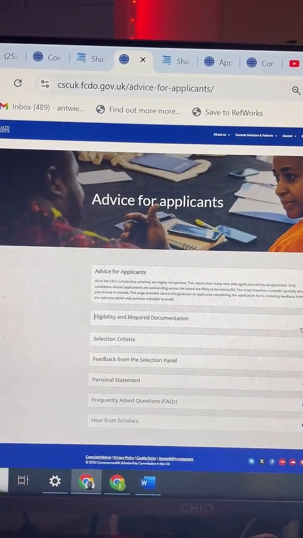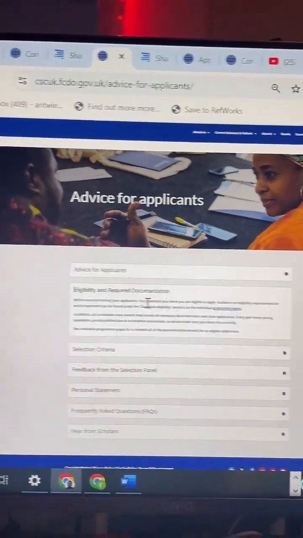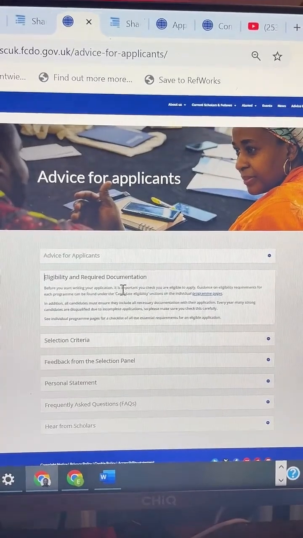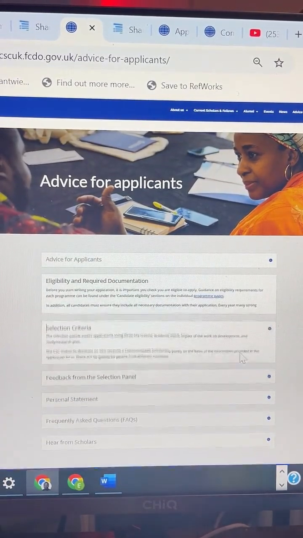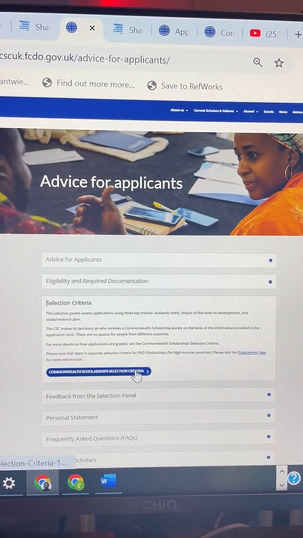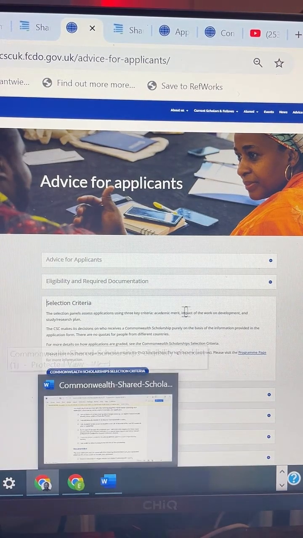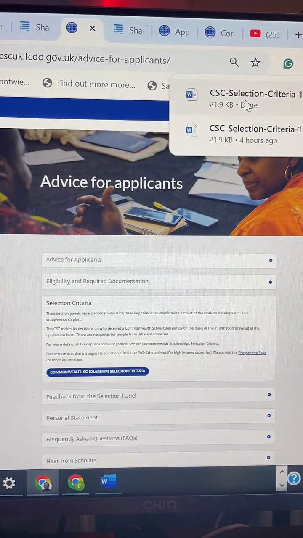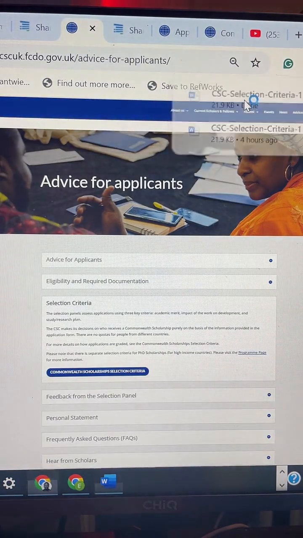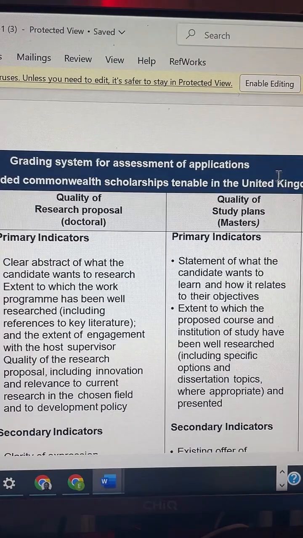Let's see if I can increase it a bit. I'm still not able to. Okay. So eligibility and required documentation. It appears too little. We will look at that in a minute.